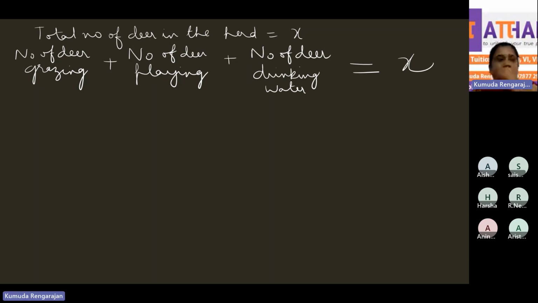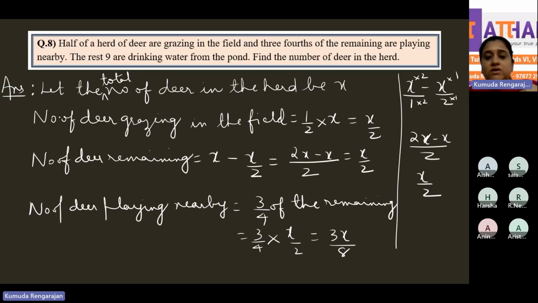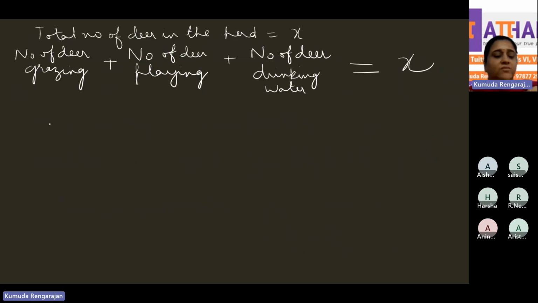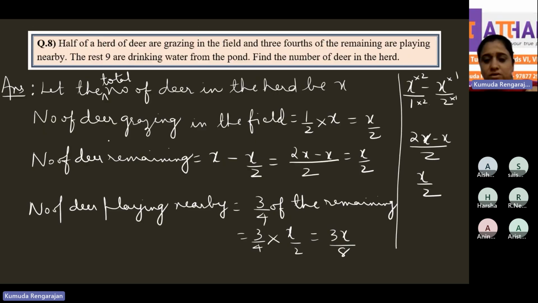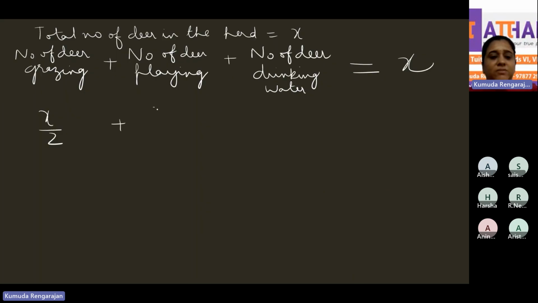The herd is in 3 groups. These 3 groups put together is equal to X. So what is the first group? X by 2. The second group, playing, is 3x by 8. So plus 3x by 8 plus drinking water is given straight away, 9, is equal to X. We need to solve this equation and find the value of X.